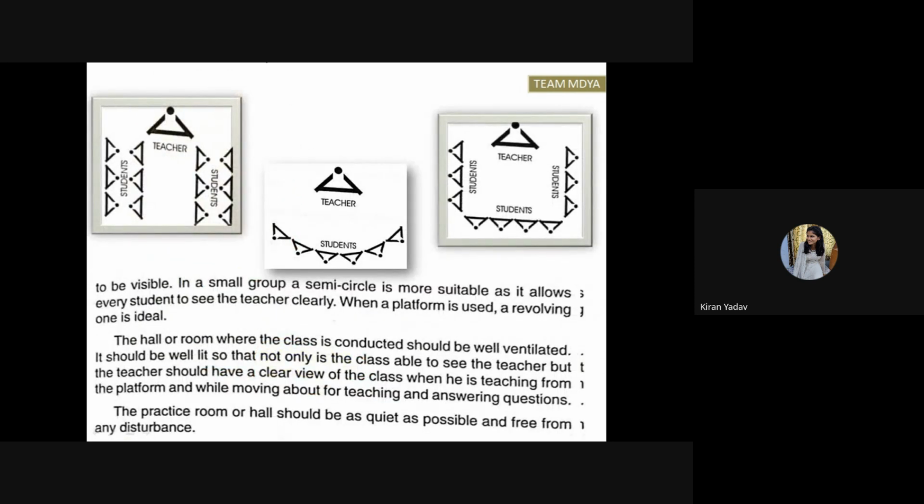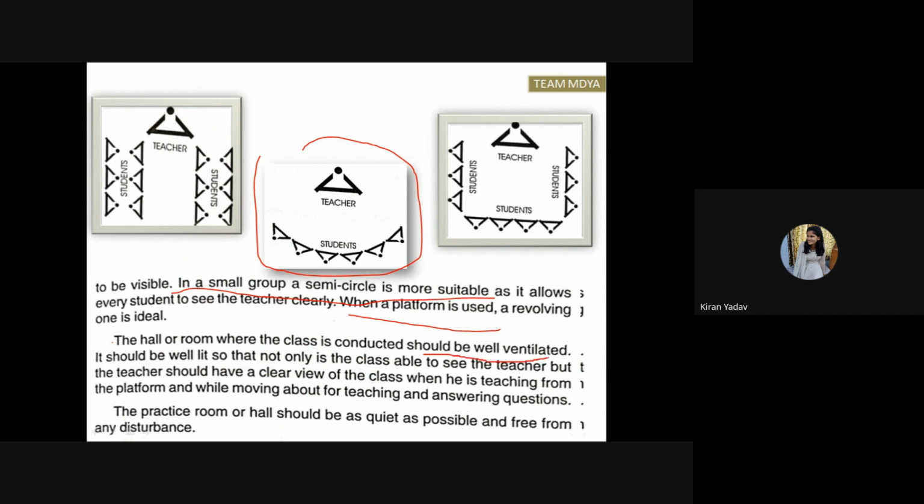After this, these are also the sitting arrangements you can see in the picture. This is for a small group in semicircle. Very important, in a small group, a semicircle is more suitable as it allows every student to see the teacher clearly. When a platform is used, a revolving one is ideal, because a teacher can demonstrate the asanas from different angles, and students can see if the platform is revolving.